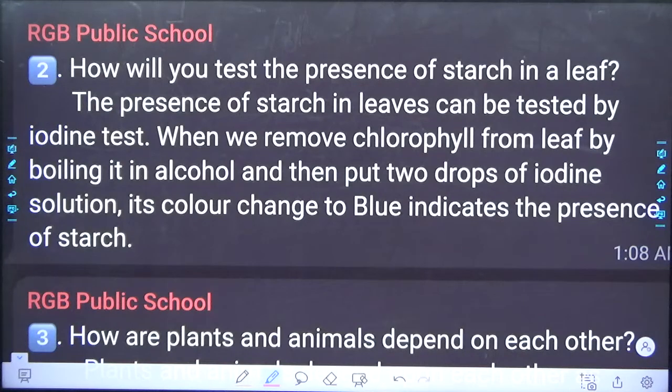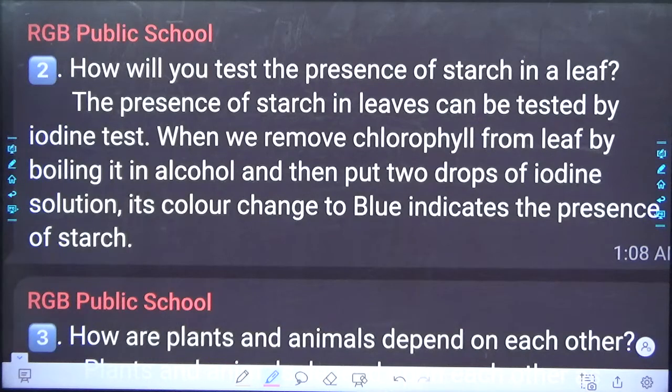How will you test the presence of starch in a leaf? The presence of starch in leaves can be tested by the iodine test.